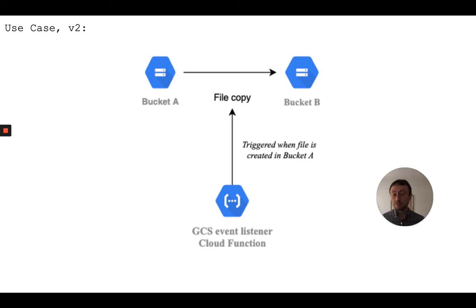Here is a slightly different version of the same use case, which is the one that I'm going to talk about today, which is basically performing the same task with a cloud function. So in this case, I will implement an event listener cloud function that will listen for when a file is created in bucket A, and when that file is created, it will automatically copy it to bucket B.